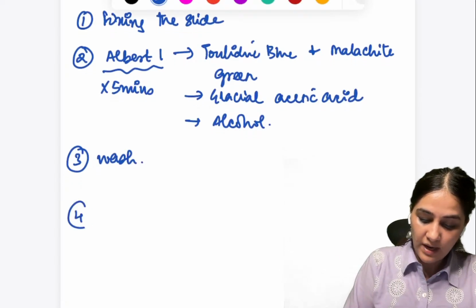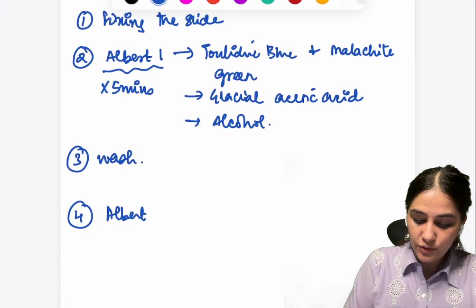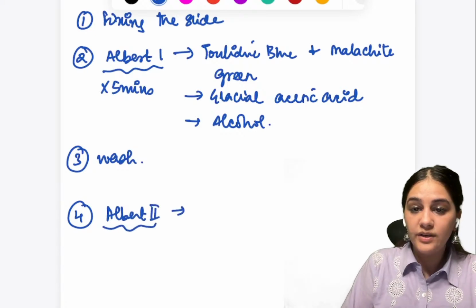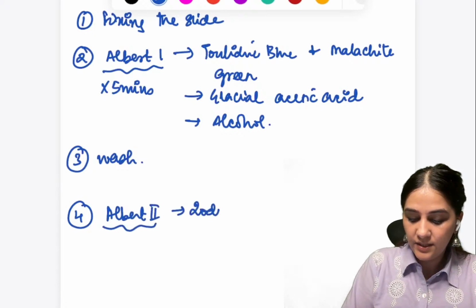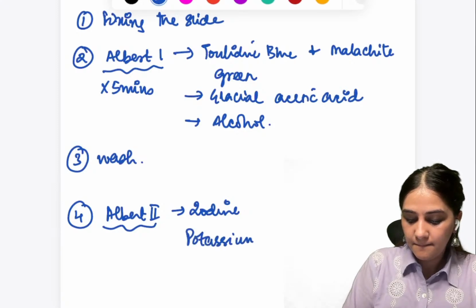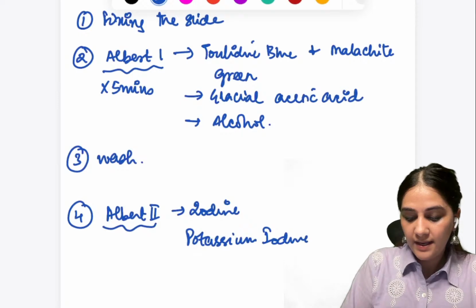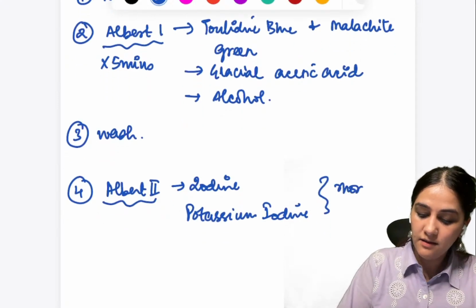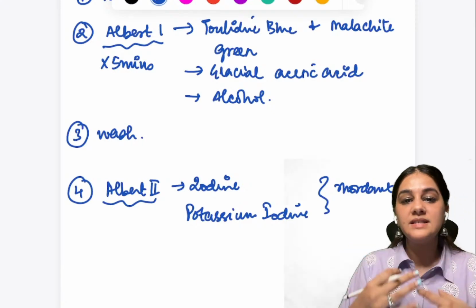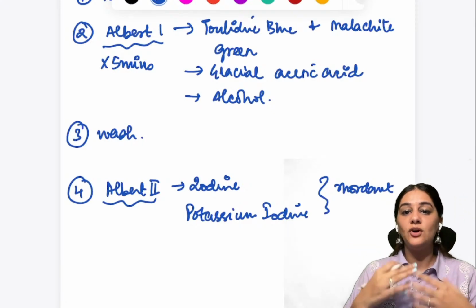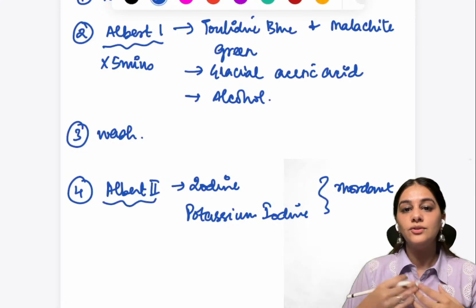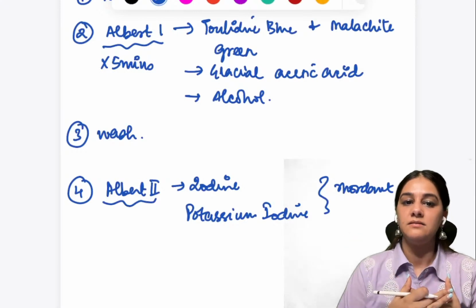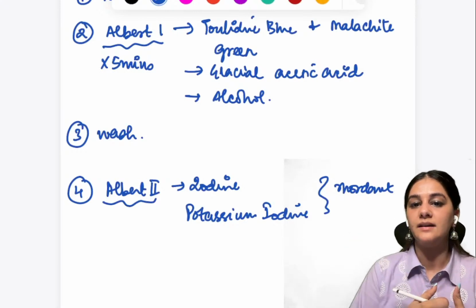And then we are going to add Albert 2. What does Albert 2 contain? Albert 2 contains iodine and potassium iodide. So again, iodine is always working as what? It is working as a mordant. Whatever stain the organism has retained, they are going to fix that stain. So this Albert 2 is going to fix that, right?